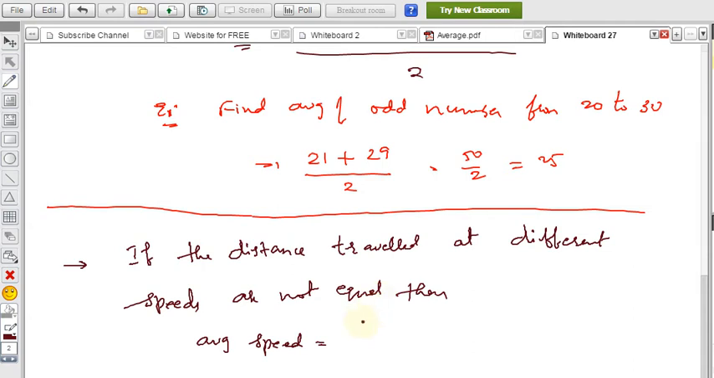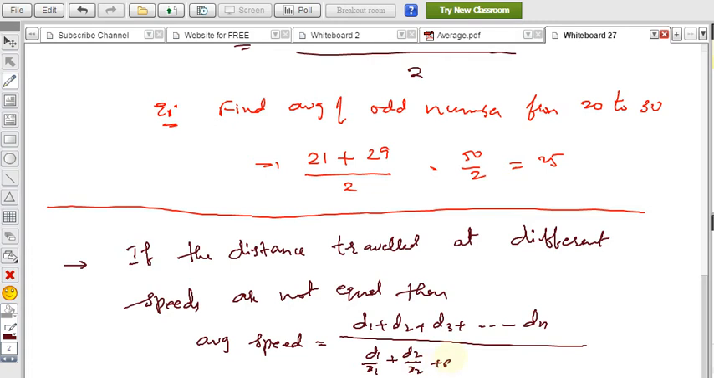Total distance we add first, that is d1 plus d2 plus d3 plus so on up to dn, as many distances as there are. Divide by d1 by x1, because there are speeds within time intervals, distance by time, plus d2 by x2 plus d3 by x3 plus so on up to dn by xn. The speed will come in kilometers per hour according to the question.